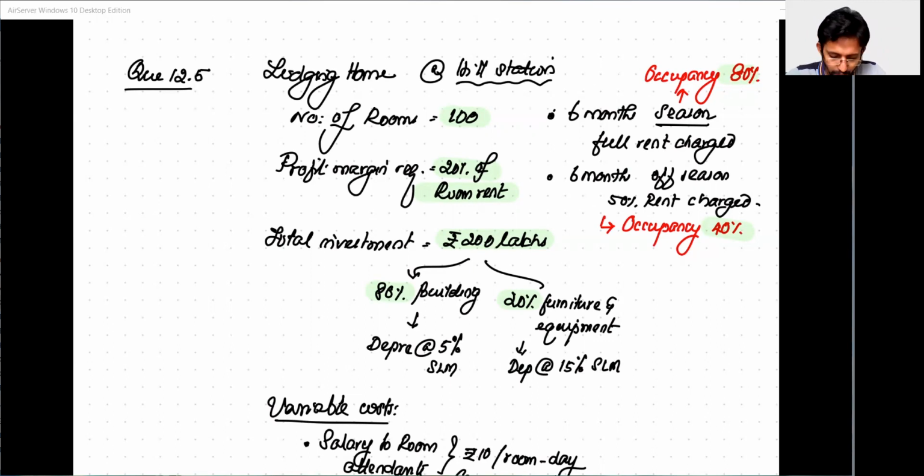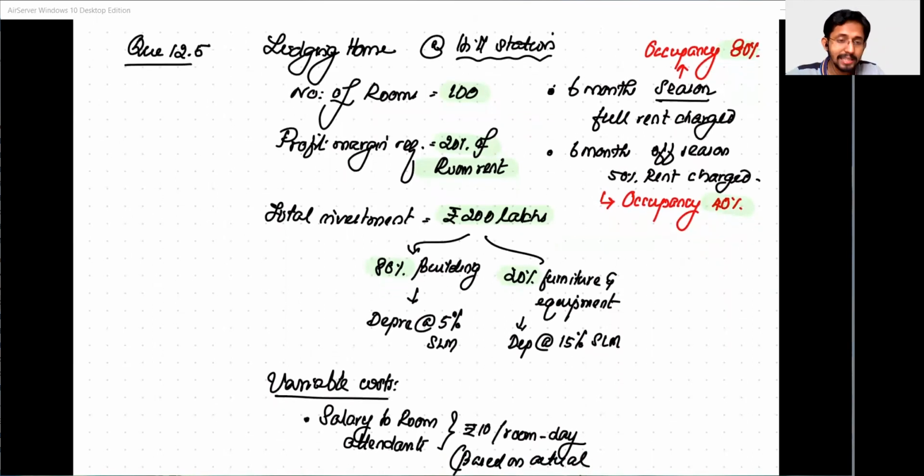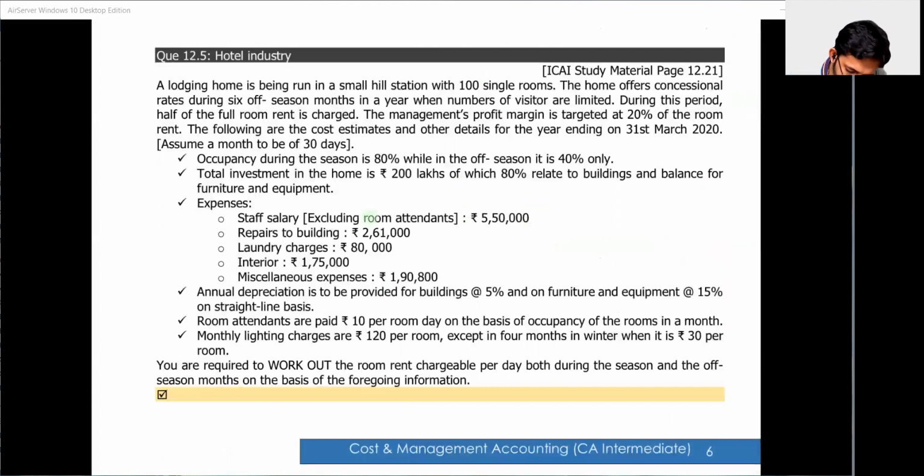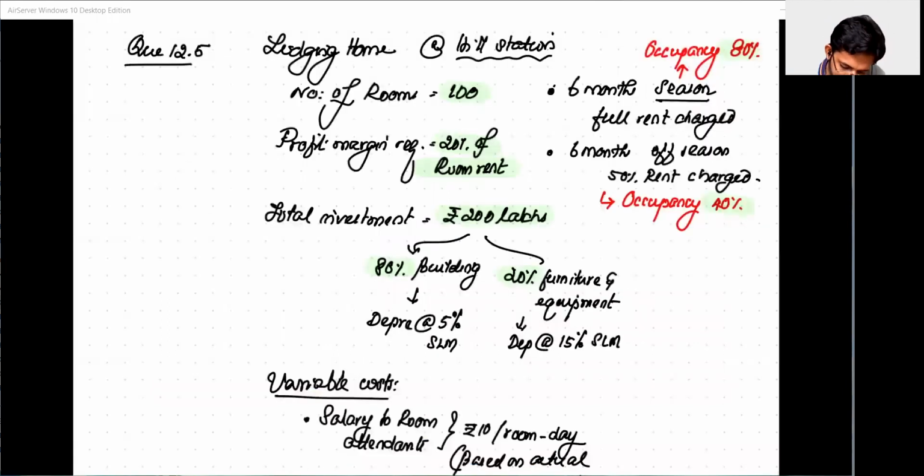Now total investment in the home is 200 lakhs, of which 80% relates to building and 20% relates to furniture and equipment. So you can compute how much is the investment made in buildings as well as the furniture and equipment. Now, when you come to the expenses, the question says staff salary, excluding room attendance. So this salary does not include the salary of room attendants. It is 5,50,000. Then repairs to building, it is 2,61,000.